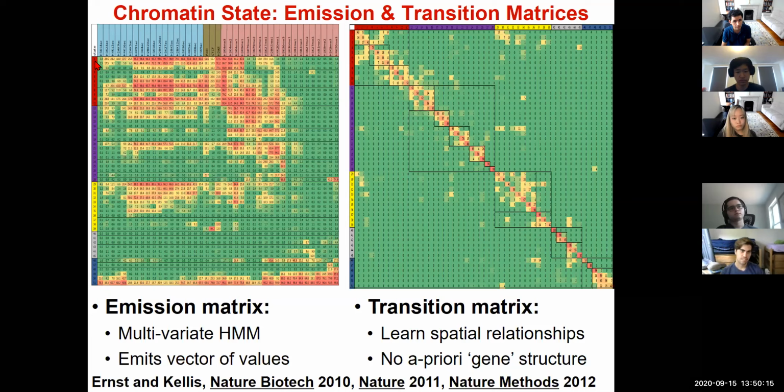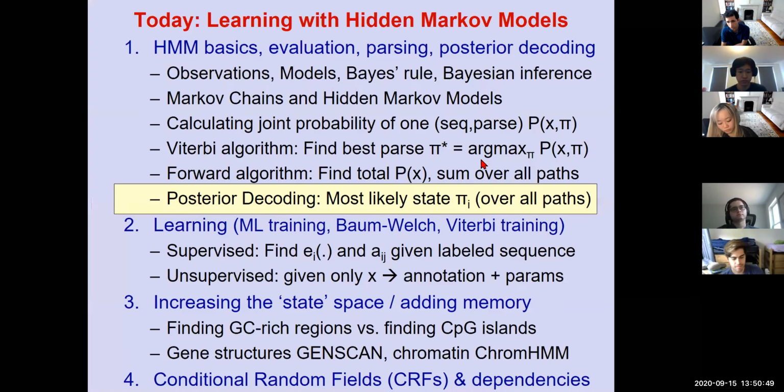And you can see that the model was able to learn a set of states that have a lot of these marks here, and then another set of states that have different sets of marks, and so on and so forth. And then this is the transition matrix between them that captures the spatial relationships of these states. This has now been used in countless applications to understand the chromatin landscape in many different species. And we're going to talk about this model in the corresponding epigenomics lecture.